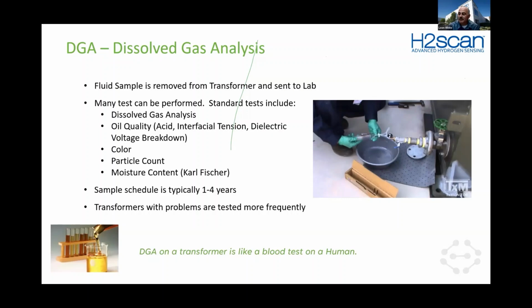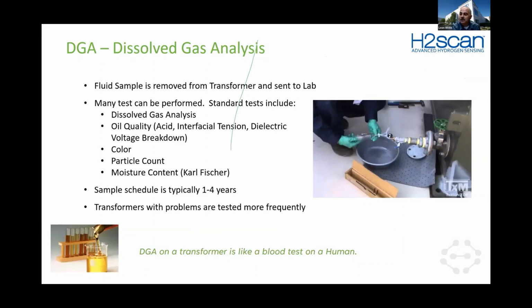Again, most people take oil samples once a year, but depending on the practice and the ability to access the transformers and so forth, sometimes they may wait for a 3 to 4 year period. And of course, transformers with problems are tested more frequently. The DGA, the dissolved gas analysis on a transformer, is often compared to taking a blood test on a human. It really gives you the best idea of the health of the transformer.